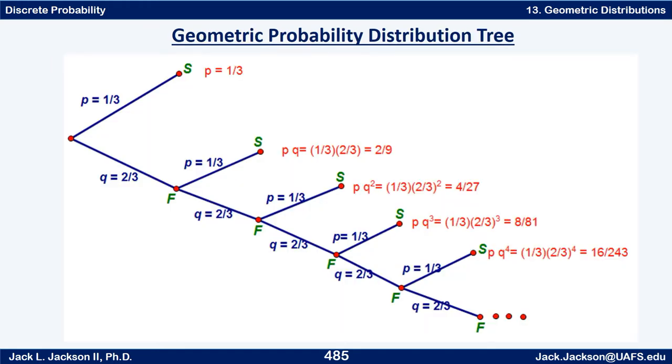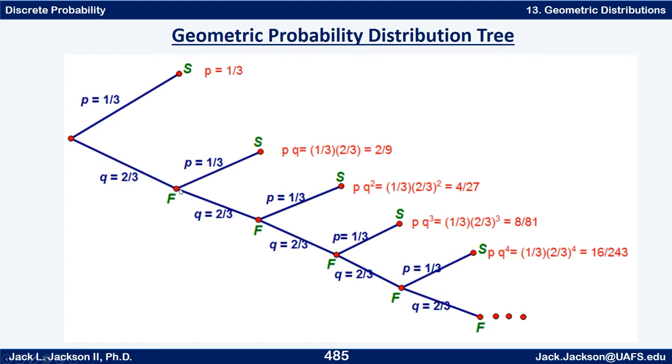Well, hopefully you came up with a probability tree that looks something like this. The first time you roll the die, you could get a success or a failure. If you get a success, the probability of that is 1/3. The probability of failure is 2/3. If you get a success, we stop, and that's the end of the path with probability 1/3. And notice there, x is 1.